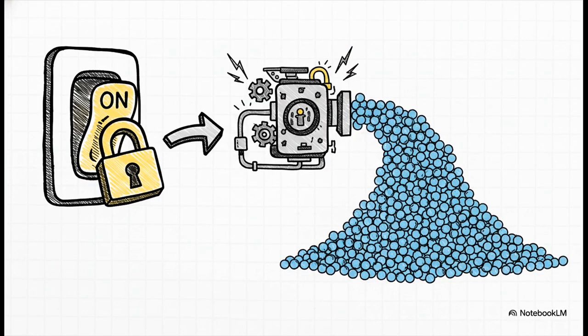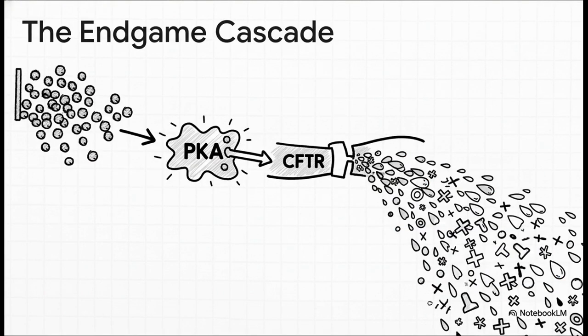So with that switch jammed on, the GS-alpha protein just non-stop stimulates an enzyme called adenylate cyclase. And this enzyme goes into absolute overdrive, just churning out a crucial signaling molecule called cyclic AMP, or cAMP. Before you know it, the cell is completely flooded with the stuff. And this massive flood of cAMP is what kicks off the final devastating cascade.